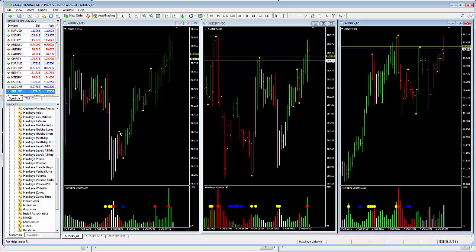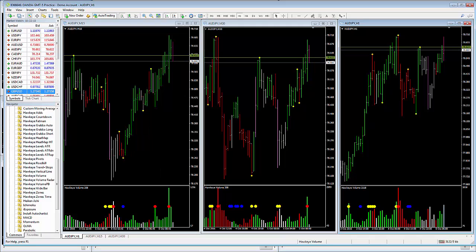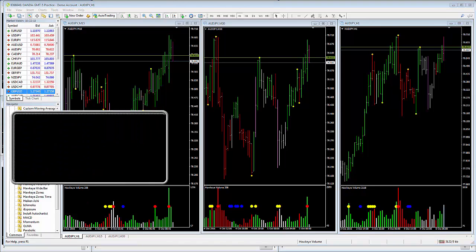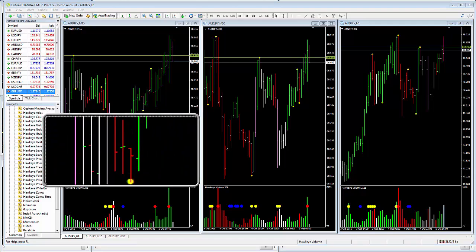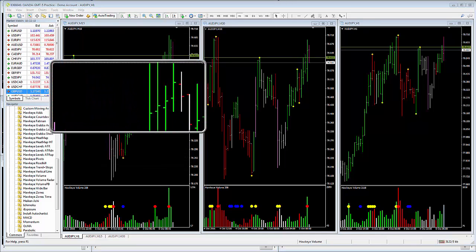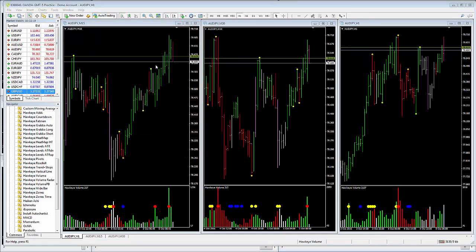And you can also see the yellow dots are the pivots and the purple bars are the wide bar. So, the application of the tools. You can see there, they're the pivot points. There are the purple wide bars. Okay, so you can see them on.